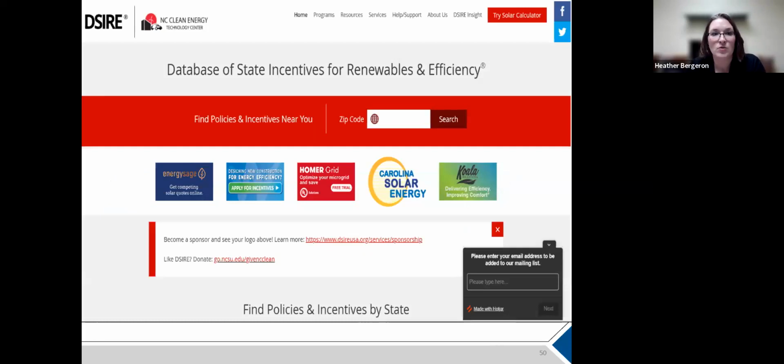Within their link, when you go to the actual web page, here's where you can find different policies and incentives. You can type in whatever zip code you're located in to pull up the information. You can become a sponsor. You can also donate. But you can clearly see here that they're showing you what kinds of incentives are based on your zip code, what state you're in, and your energy.